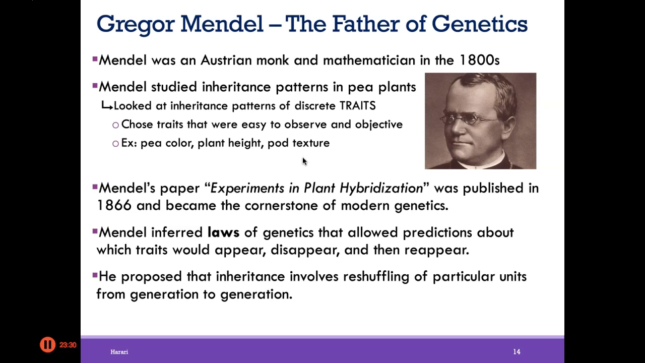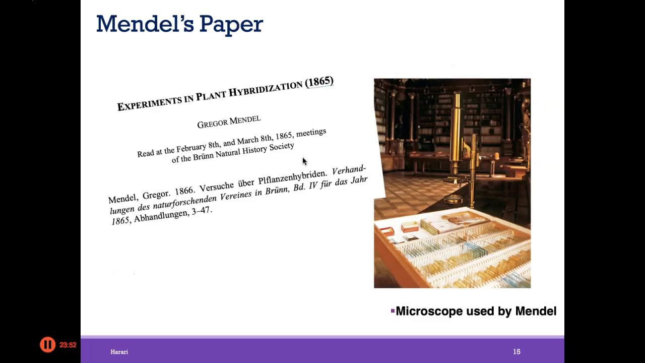He had no idea that these particular units were genes, but he was the one who came up with this idea that there are these things that get mixed and matched from generation to generation. And of course, DNA, we didn't really understand what DNA was until much later, until 100 years later. Today, we call these particular units genes. So Mendel's paper, here's the microscope used by Mendel, was the cornerstone of modern genetics.